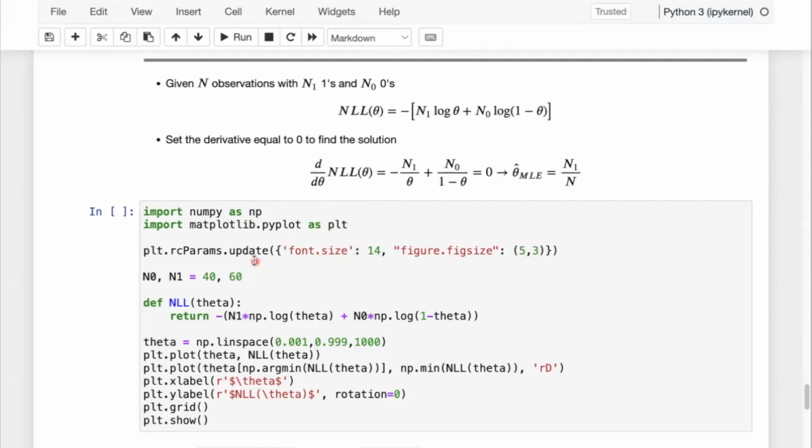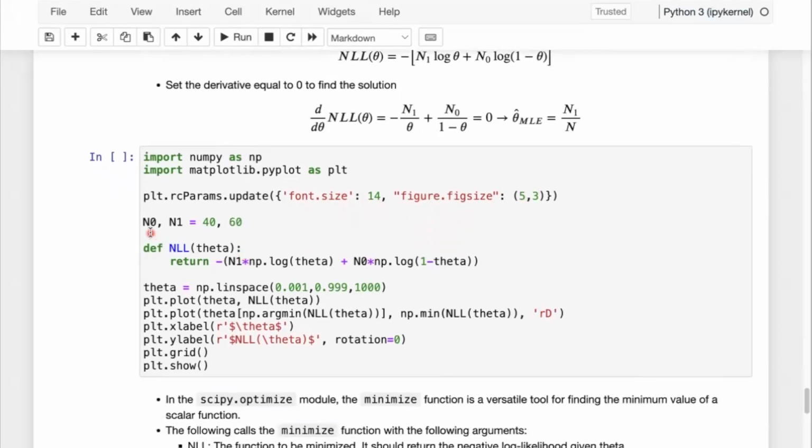Here, I'm just going to go through each line to explain what each line does, but we're going to go into more detail later on. So here we want to change the font size and the figure size. The most important thing is that we have defined this N0 and N1. So I assume that N0 is 40, N1 is 60, right? So we have 100 trials and 60 of them are ones, 40 of them are zeros.